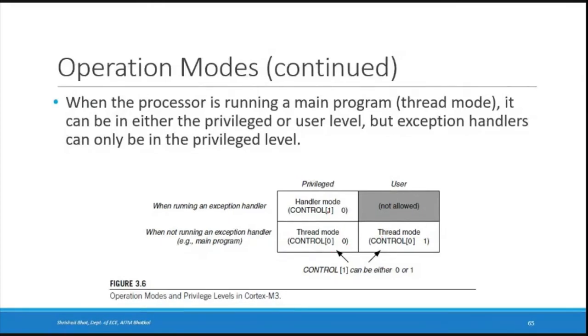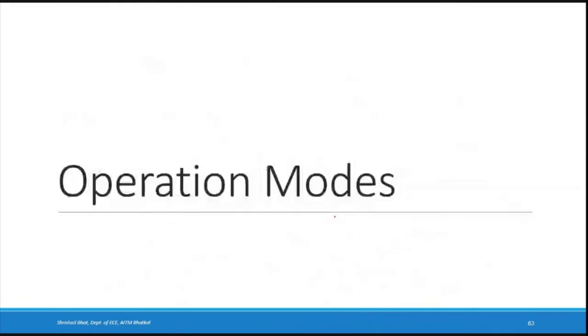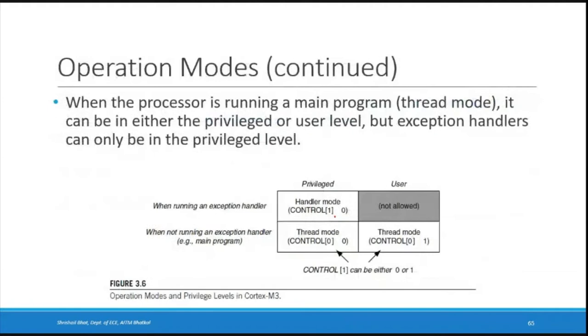When control bit 1 is 0, it indicates it is the main stack pointer, right? Control bit 1 being 0 means it is the default stack, that is the main stack pointer, and it is in the privileged level, right?